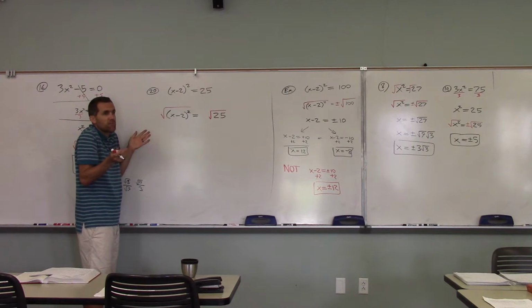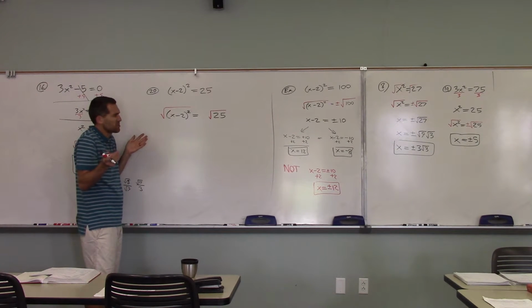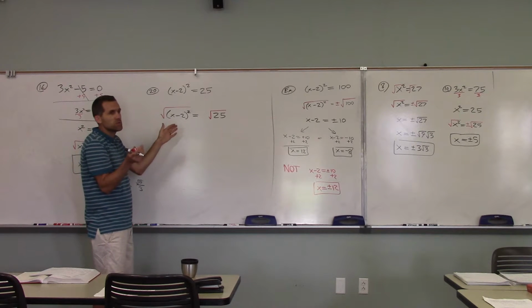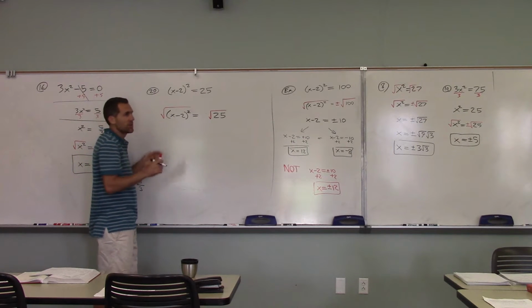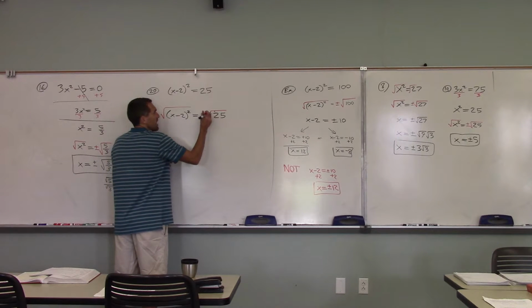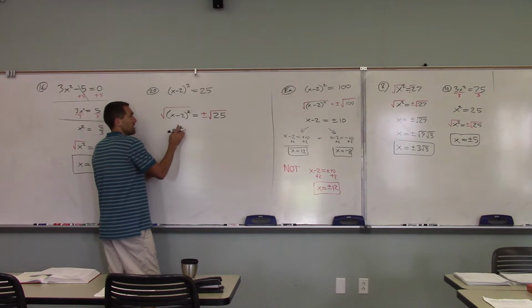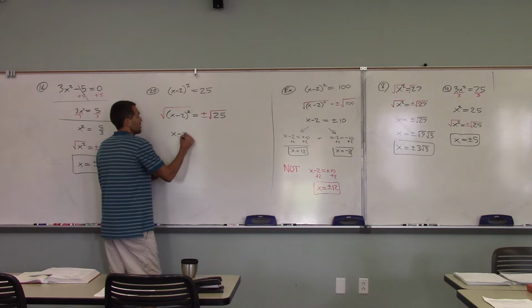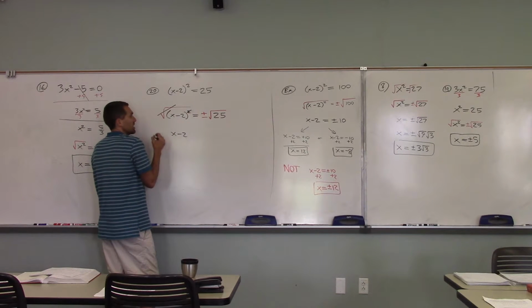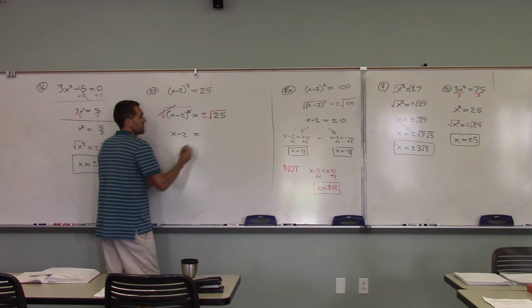You can only get maybe like 60% on the problem or something. As soon as you lose half of your answers, you lose like half of your credit. So yeah, you need that plus or minus. Now I've still got both answers. So over here, what do we get? x minus 2, exactly, because the square root and the squared cancel out, equals plus or minus 5.